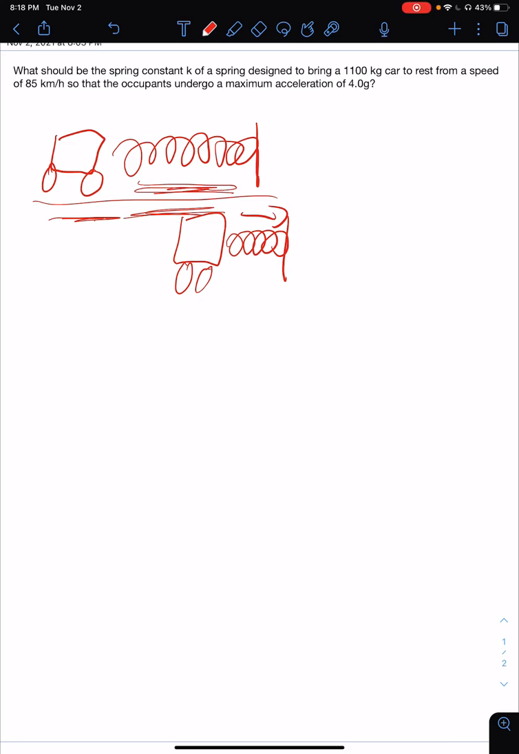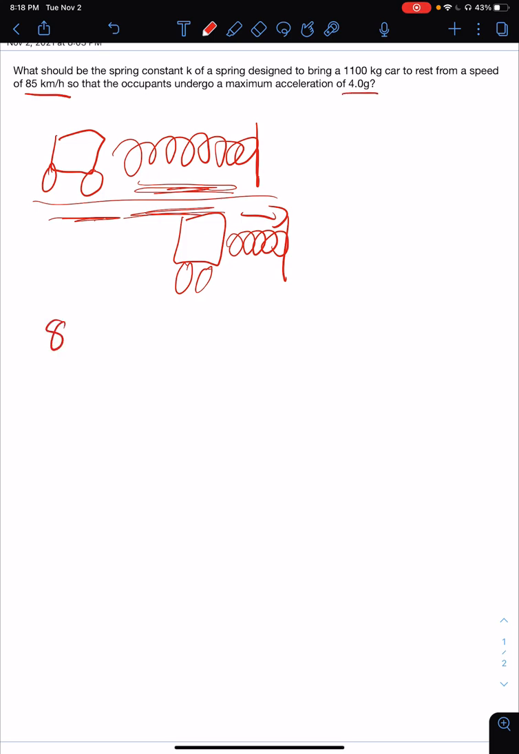Here we're going to be looking at this problem. What should be the spring constant K of a spring designed to bring an 1100 kilogram car to rest from a speed of 85 kilometers per hour so that the occupants undergo maximum acceleration of 4 Gs? So we have some units that we need to convert: 85 kilometers per hour into meters per second and 4 Gs into meters per second squared.